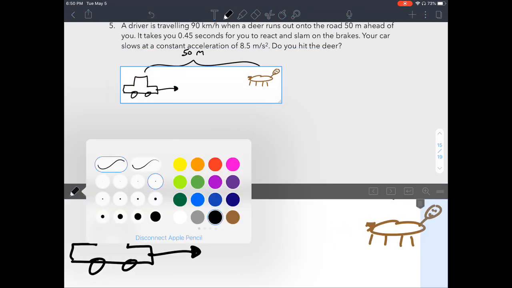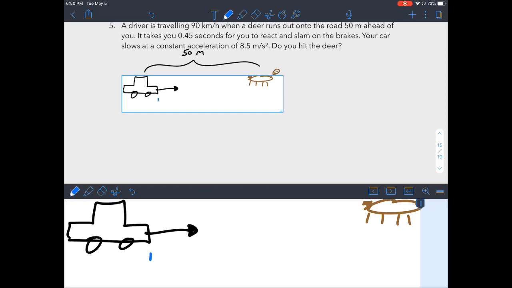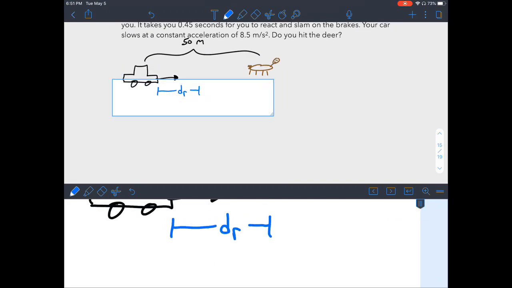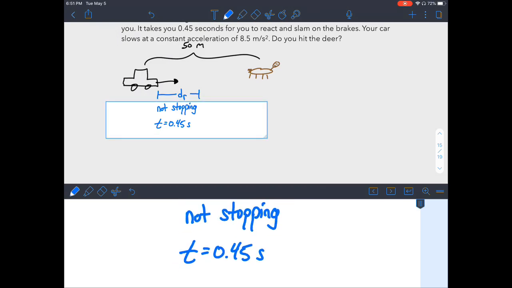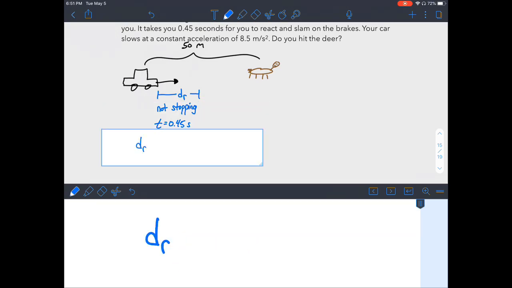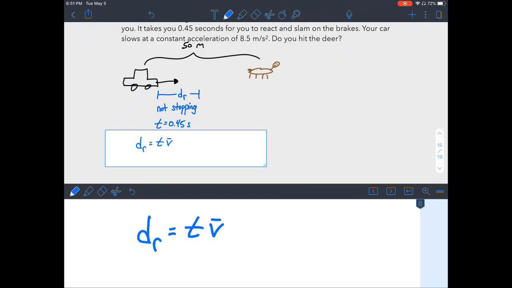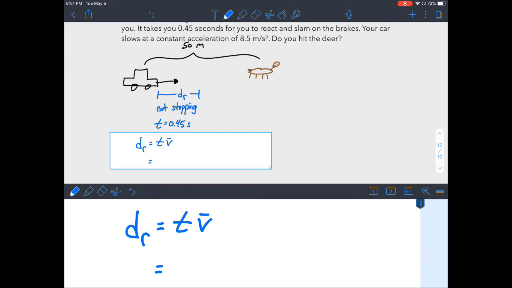There's going to be 2 parts to this question. The first part is how far does it take to actually react to the deer? During this time, we are not stopping. We are literally just traveling for 0.45 seconds. It's like nothing has even happened. So our distance of the reaction is just going to be our time times the velocity we're going at, and we'll do that calculation after.